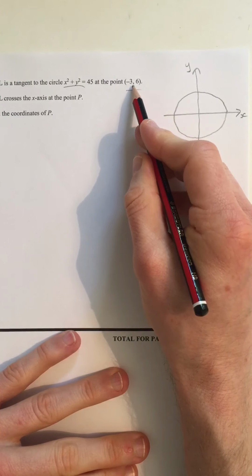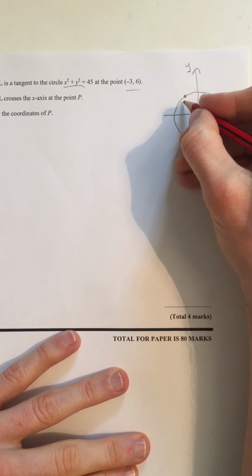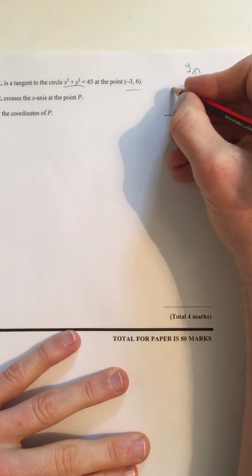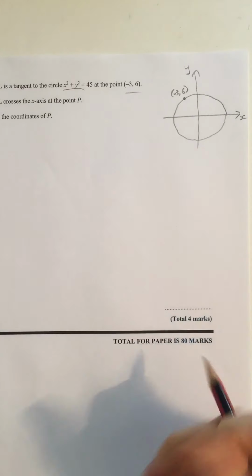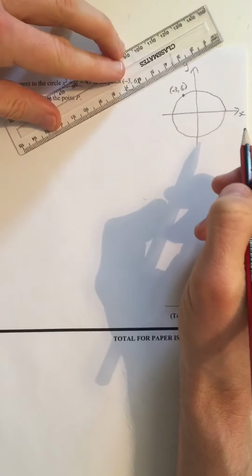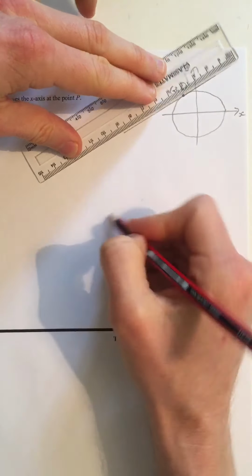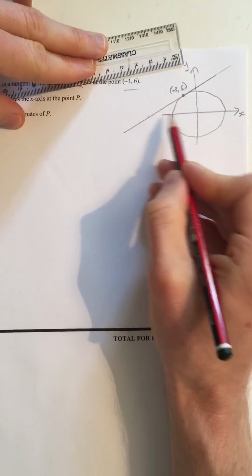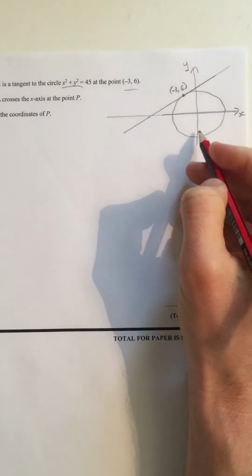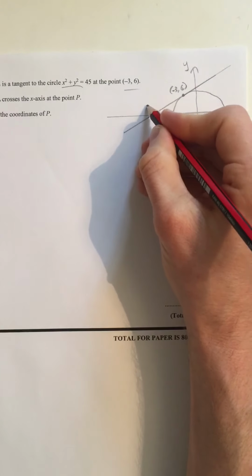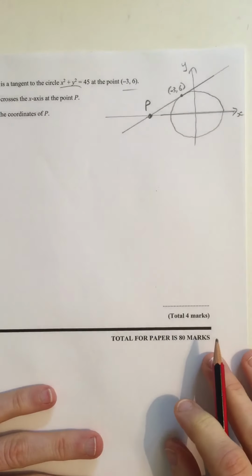And I want the tangent at the point (-3, 6). (-3, 6) is roughly there. That's the point (-3, 6). So a tangent at that point would look like this. And I want to know the coordinates where that tangent, let me just extend my x-axis there, meets the x-axis. That's the point P.